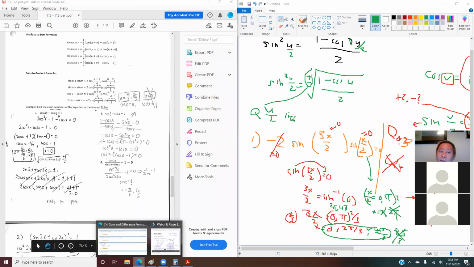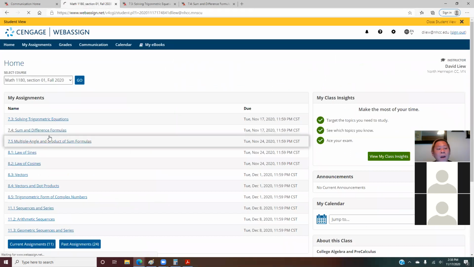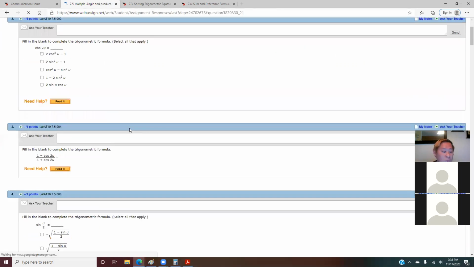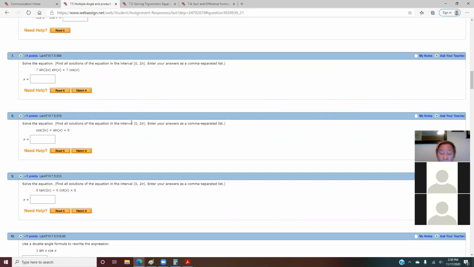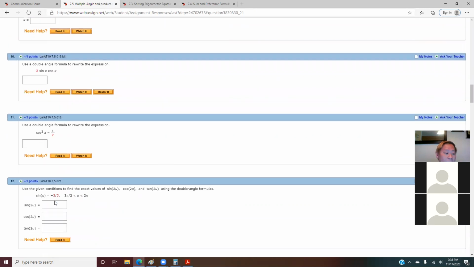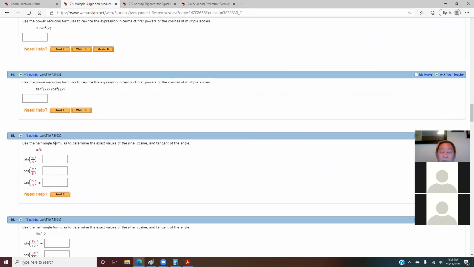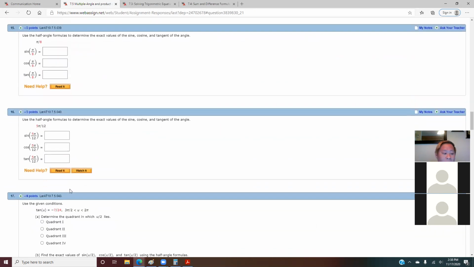And I just want to point out to you guys, this is very tough. When you do your 7.5 homework, it will also tell you what formula to use. For example, solving the equations, they won't tell you what formula to use. But they will ask you to use the double angle formula to do this, use the power reducing formula to do this, use a half angle formula to do this. So that's why when you do my homework, they will tell you what formula to use.